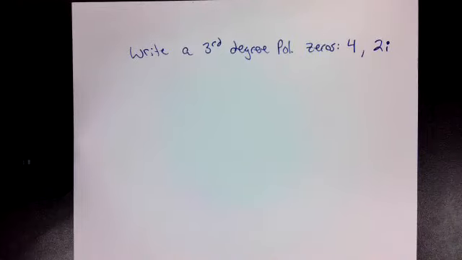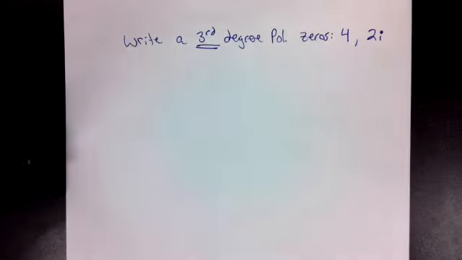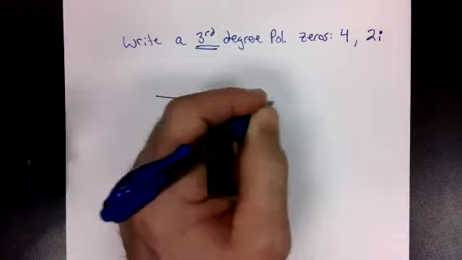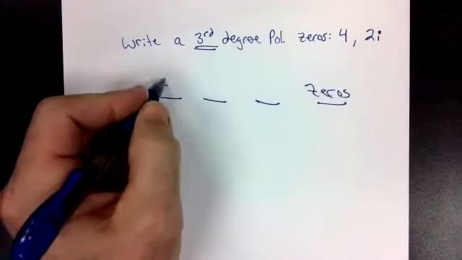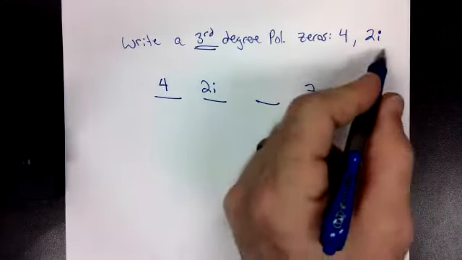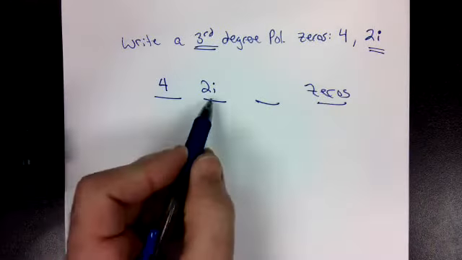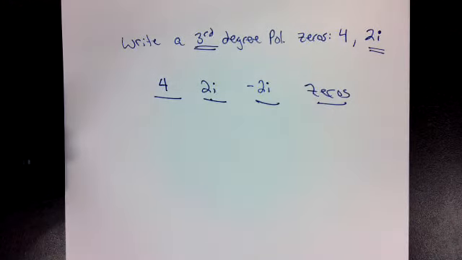All right. So they're going to ask us to write a third degree polynomial with zeros of 4 and 2i. Again, this should be a hint, third degree polynomial. We need 3 zeros. They gave us 2. They gave us 4. And they gave us 2i. But we know that your imaginary ones have to come in pairs. So if 2i is a 0, so is negative 2i.